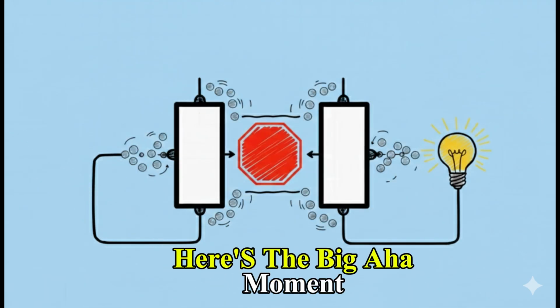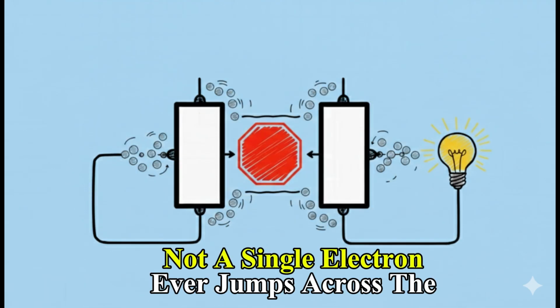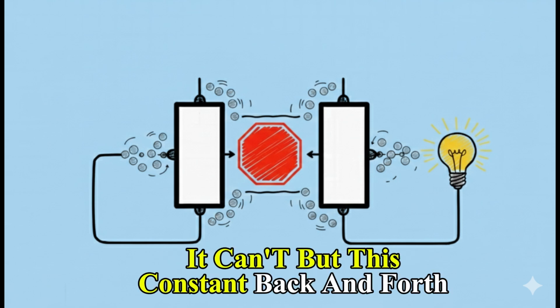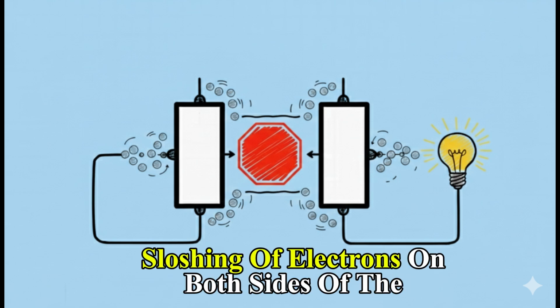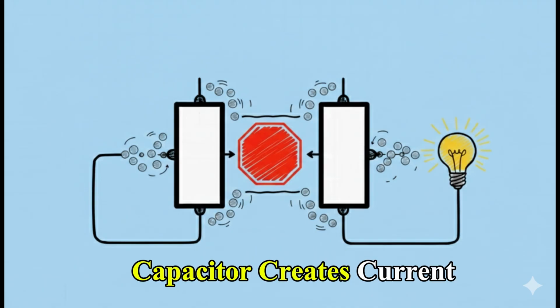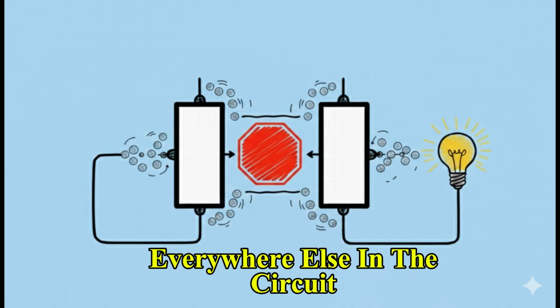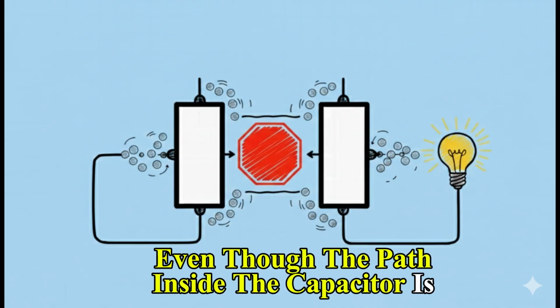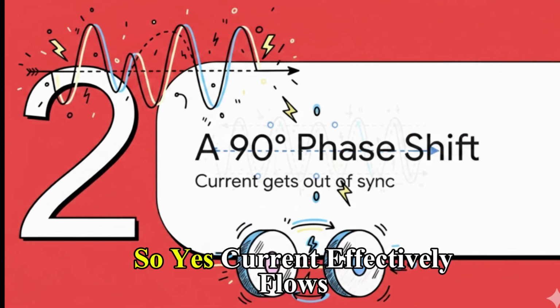Here's the big aha moment. Not a single electron ever jumps across the gap. It can't. But this constant back-and-forth sloshing of electrons on both sides of the capacitor creates current everywhere else in the circuit. The effect of current is there, even though the path inside the capacitor is technically broken. So yes, current effectively flows.